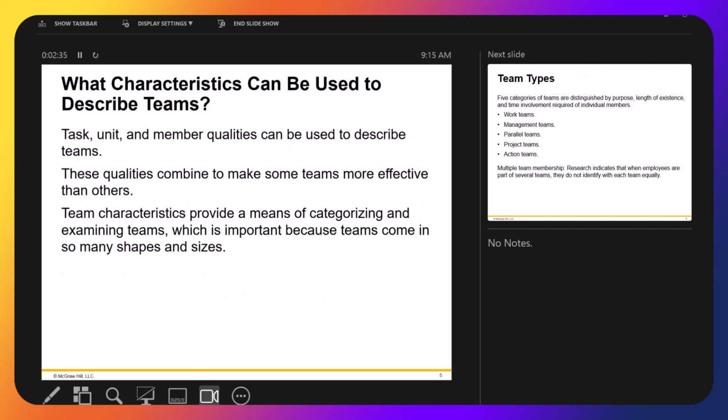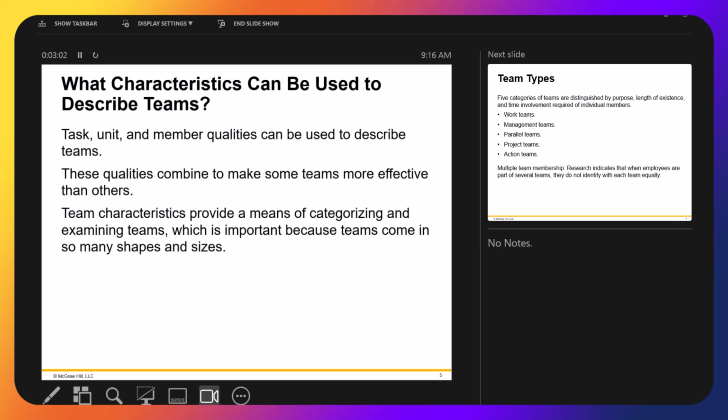What characteristics can be used to describe teams? Task, unit, and member qualities can be used to describe teams. These qualities combine to make some teams more effective than others. Team characteristics provide a means of categorizing and examining teams, which is important because teams come in so many different sizes and shapes. So there's no one definition of team. You see it in all different types.